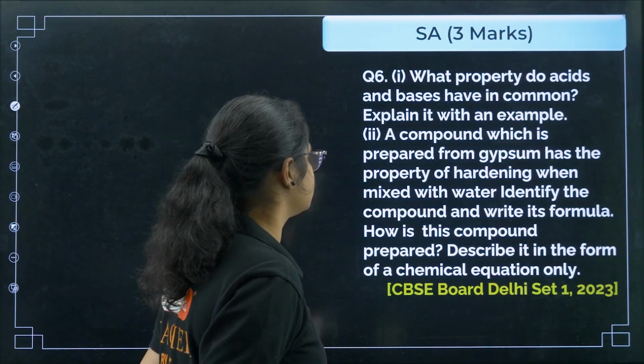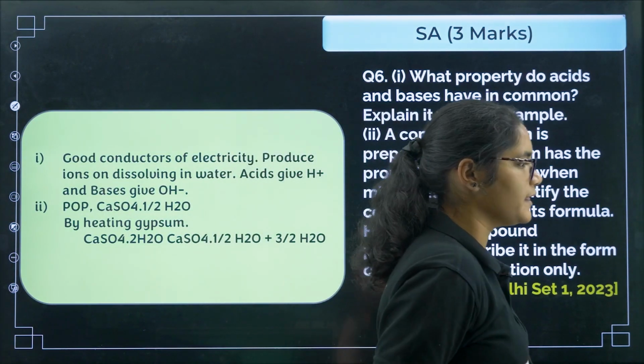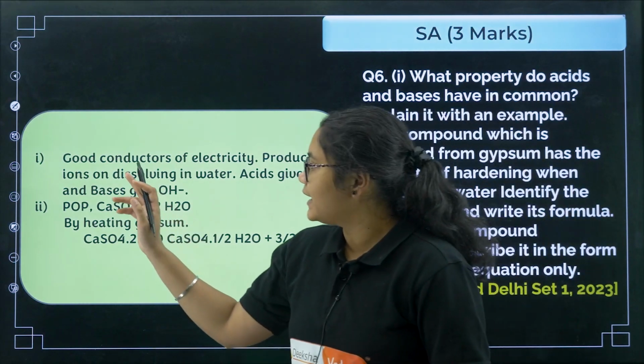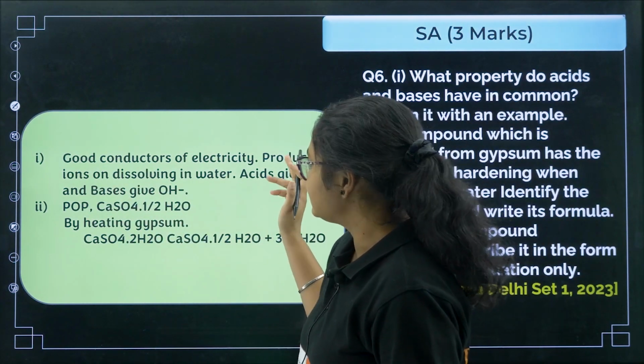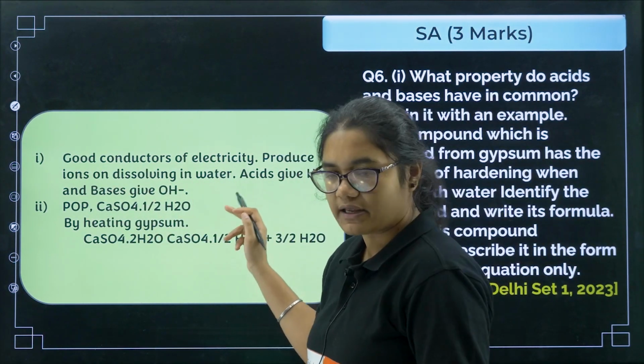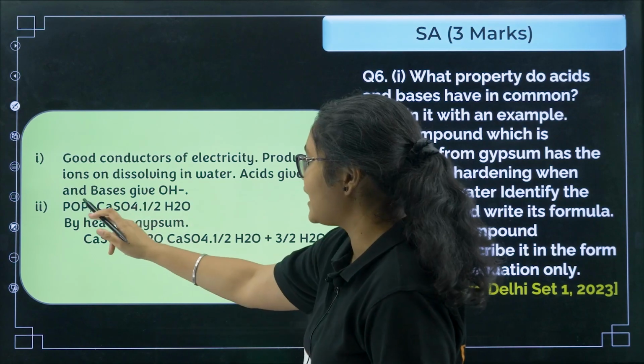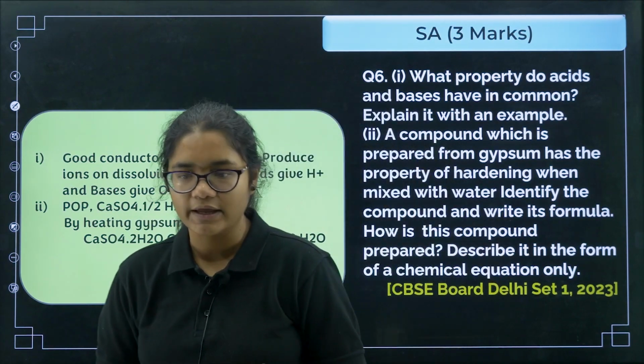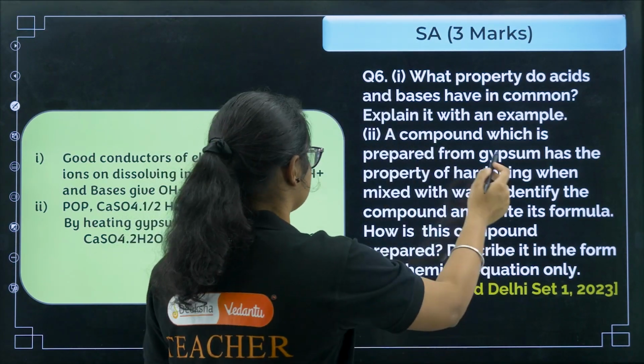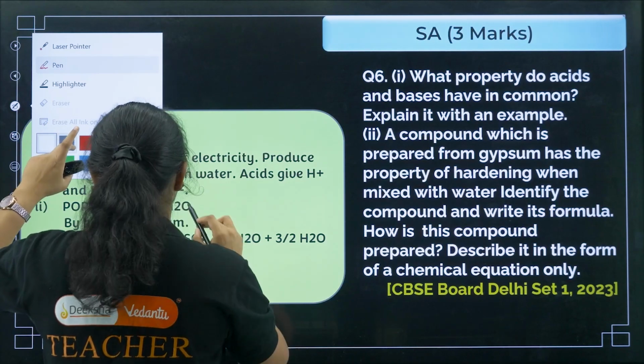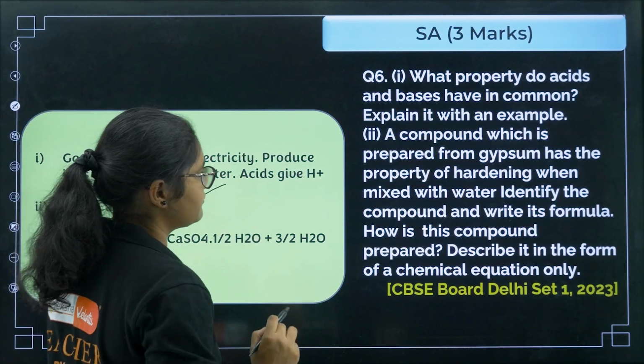Okay, first part, let us see what is common in them. The common property is they are good conductors of electricity. They produce ions on dissolving in water. Acids give H plus and bases give OH minus. Then you have to give an example. So that is the example that you have given, that they give different types of ions.